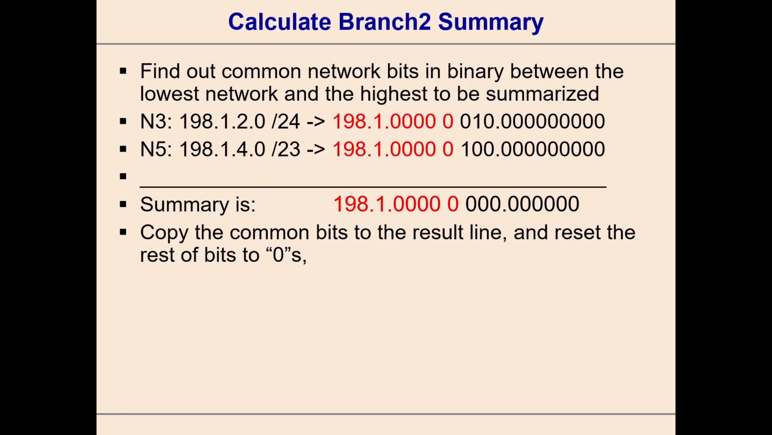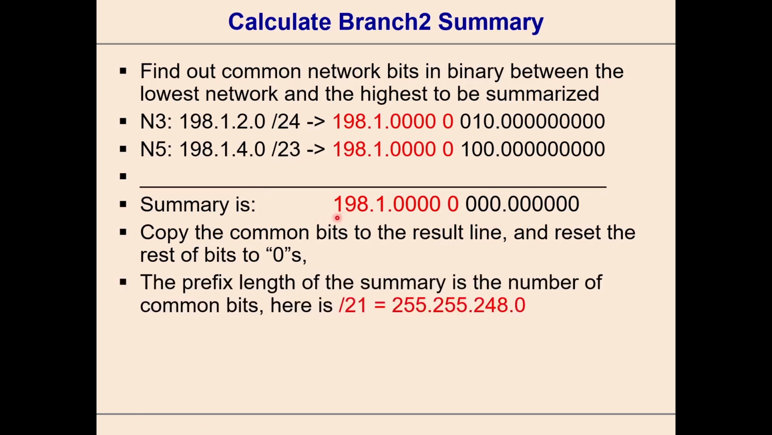So for the subnet mask, again, we count how many bits are in common in the result line. First octet, 8, plus second octet, 8, that's 16. 16 bits plus 5 bits in the third octet, that is /21. That is the summary network prefix length. That's the subnet mask equivalent to 255.255.248.0. So that's the summary for branch 2.